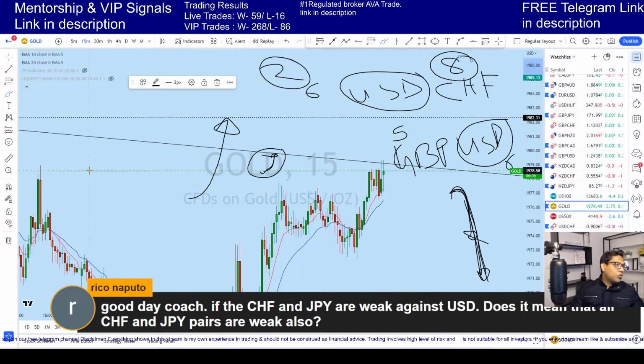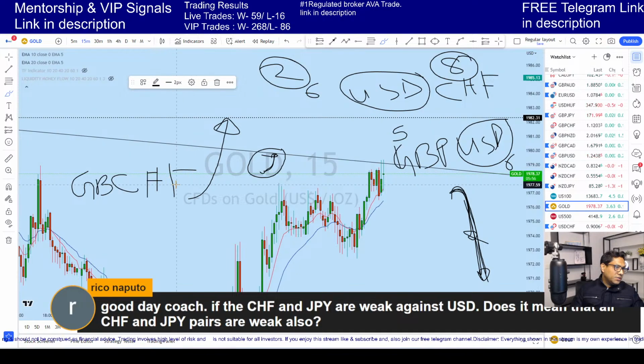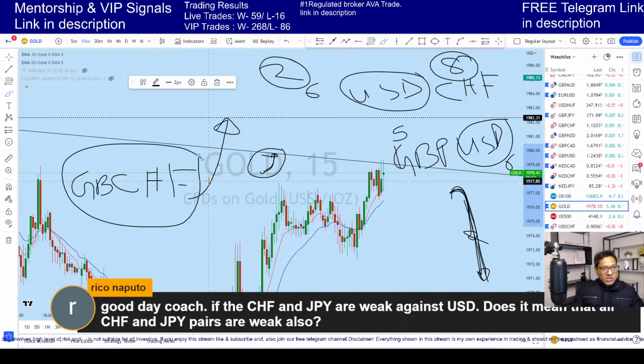Now if you take the pair GBP CHF, then what's happening is that GBP CHF is stronger, because you see the relative relationship. Let me know if it's still not clear, then I'll explain again.